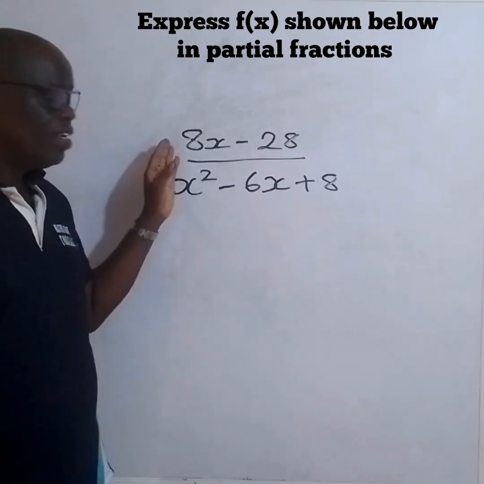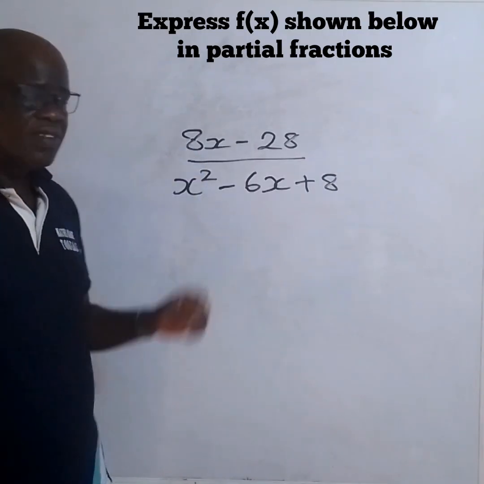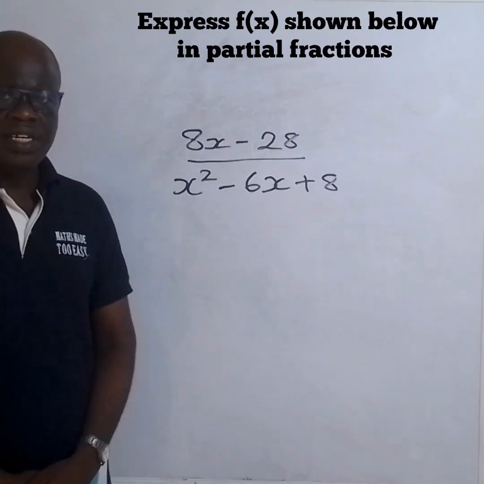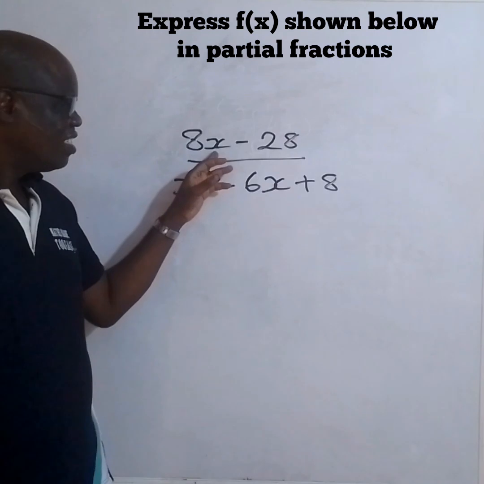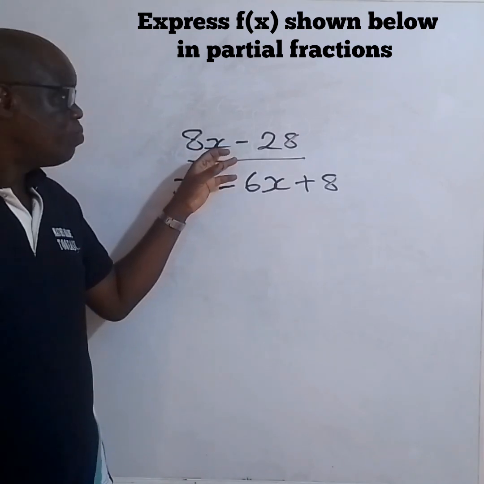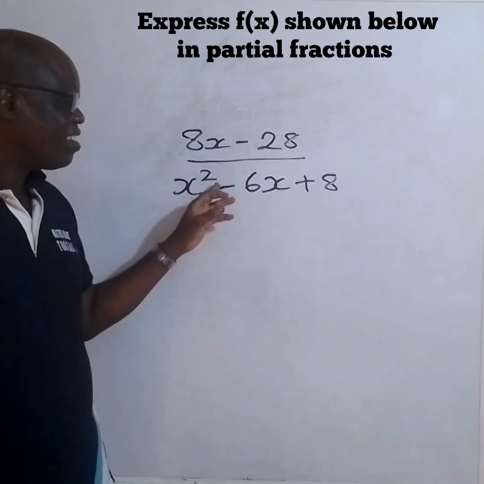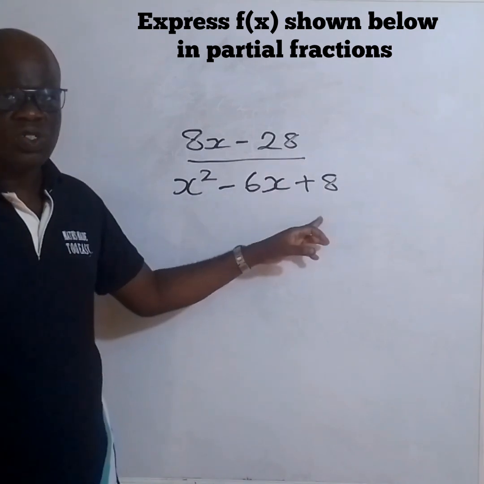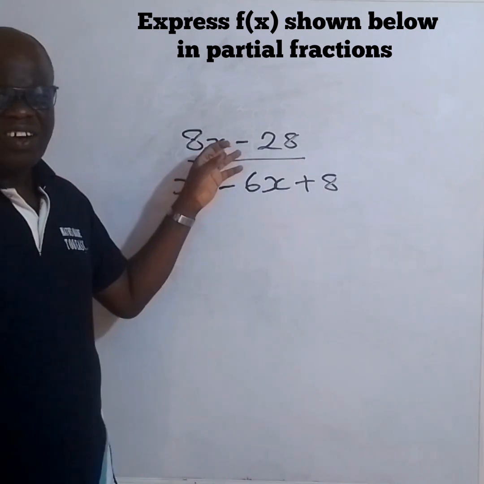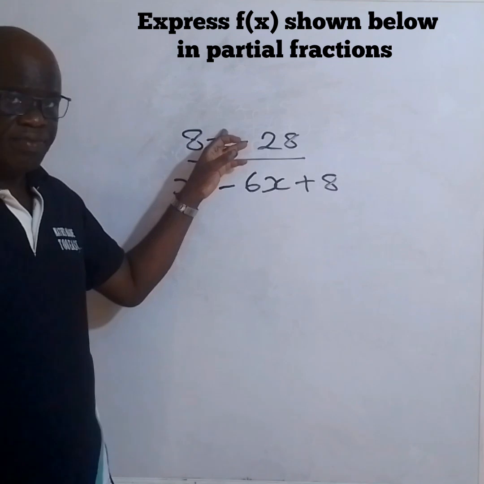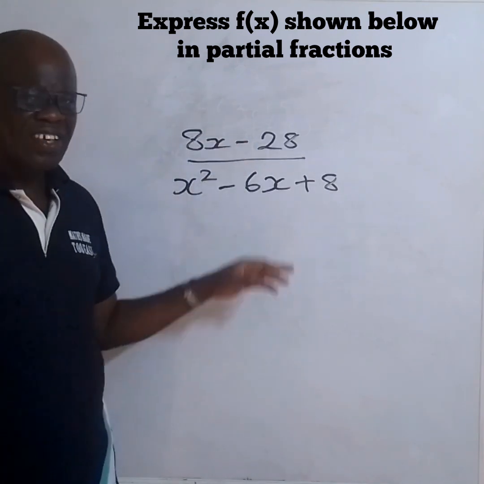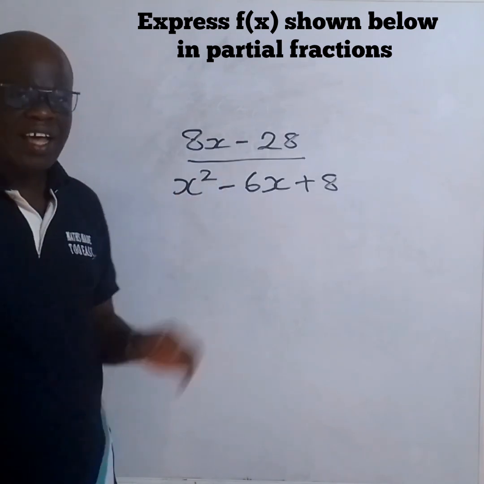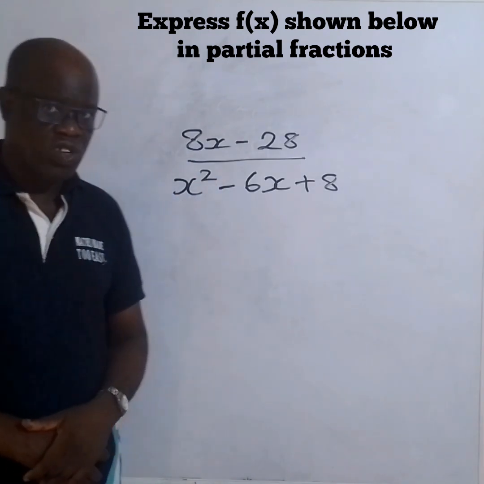Today we want to see how to express this rational function in partial fractions. The first thing you must ensure is that the degree of this algebraic expression must be lesser than the degree of this algebraic expression. The degree of this algebraic expression is 1 here, and here it is 2. So this one is lesser than this. So that condition has been fulfilled here, and you have nothing to do about that.